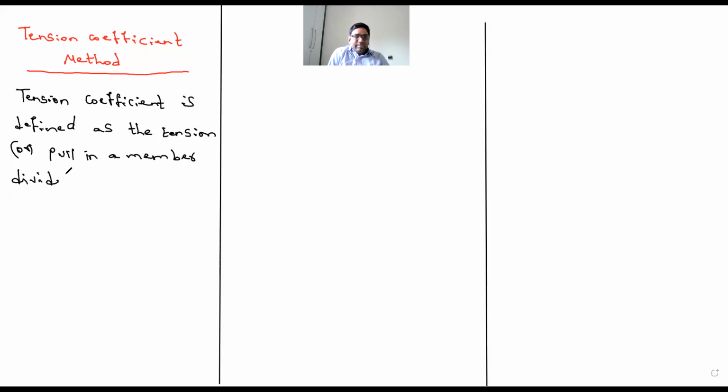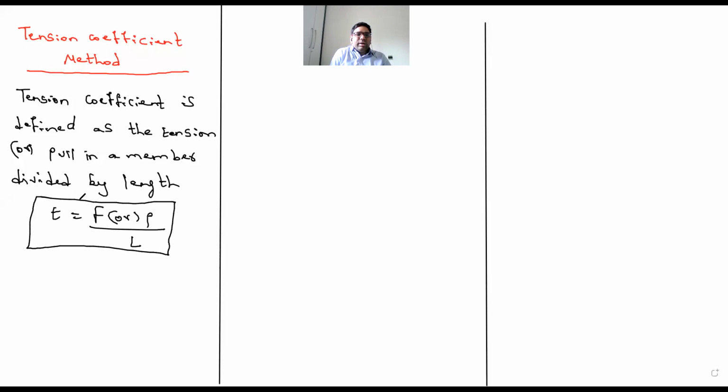divided by length. So what is that length? Length of the member, the same member. So that's where tension coefficient T is equal to F or P by L. So this is the formula that we need to use for the calculation of tension coefficient using the tension coefficient method.